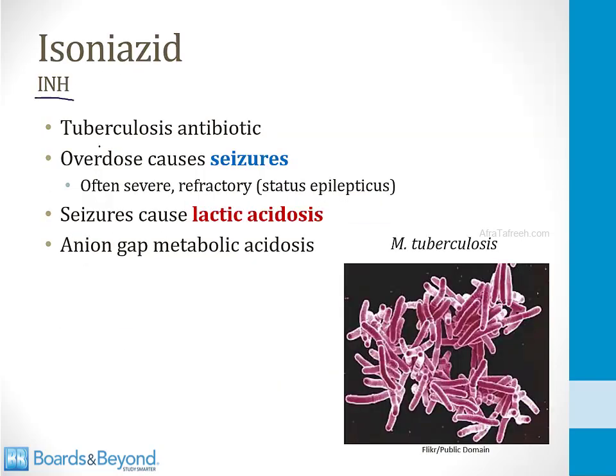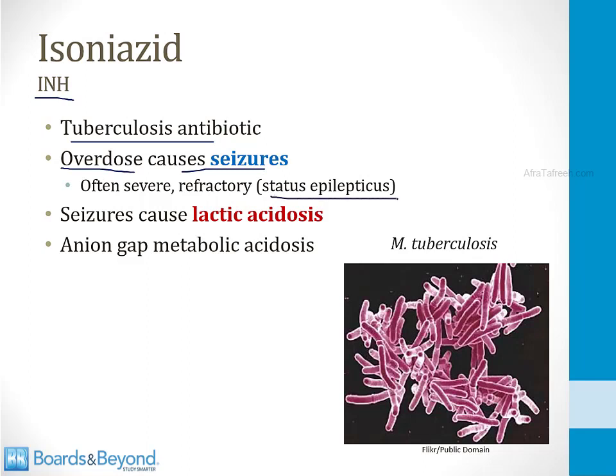Isoniazid, or INH, is a tuberculosis antibiotic, and it's classically considered one of the MUDPILES causes of high anion gap metabolic acidosis, even though metabolic acidosis from this drug is very, very rare. If patients overdose on isoniazid, this can lead to seizures, and often these seizures are severe and refractory.